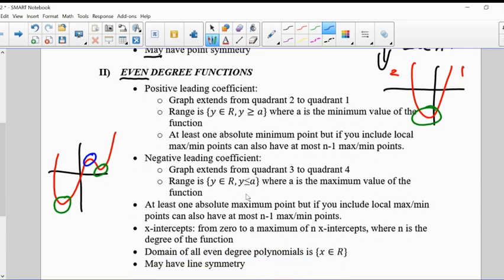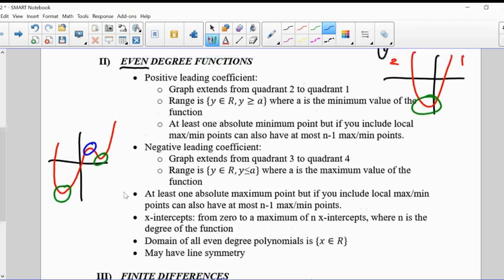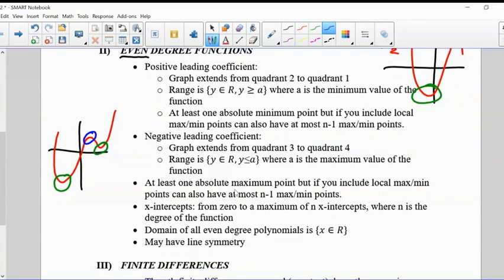For a negative lead coefficient, it goes from quadrant 3 to quadrant 4. The range is going to be y has to be less than something. So whereas the other one had a minimum point, this one is going to have a maximum point. And again, it has at least one maximum, but if you include the mins and the maxes, it's still the same n minus 1 when you group together all the mins and the maxes. Some local, some absolute.